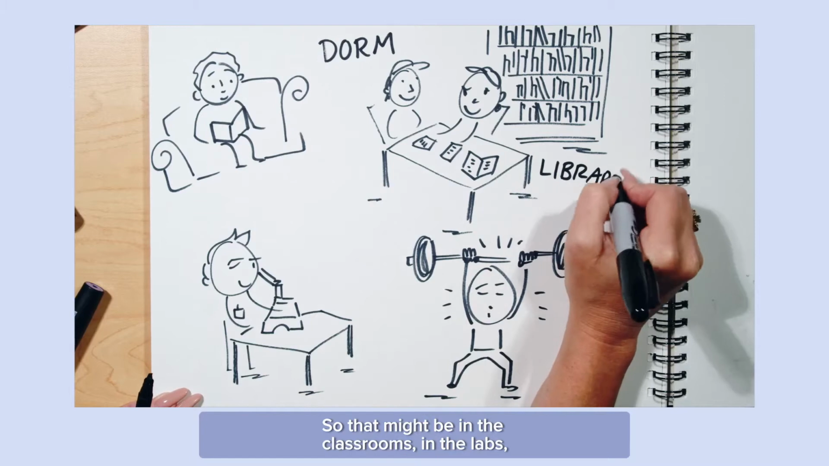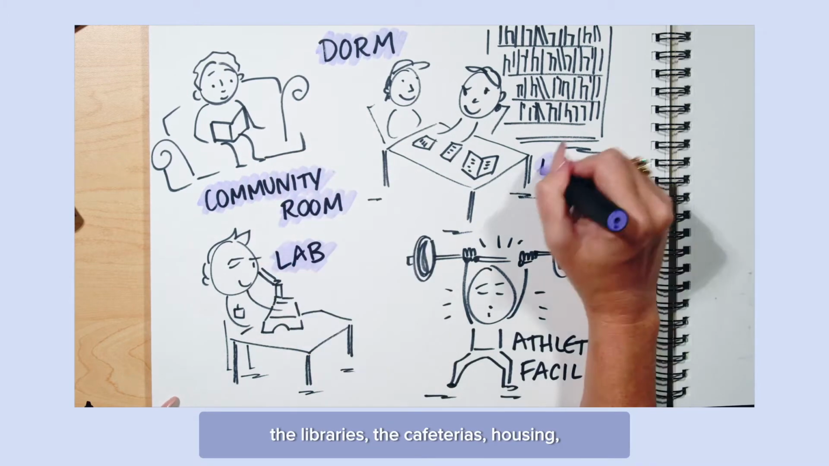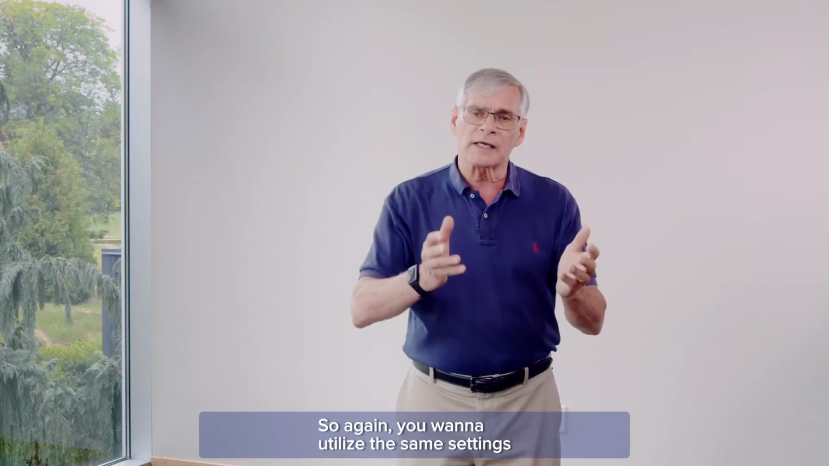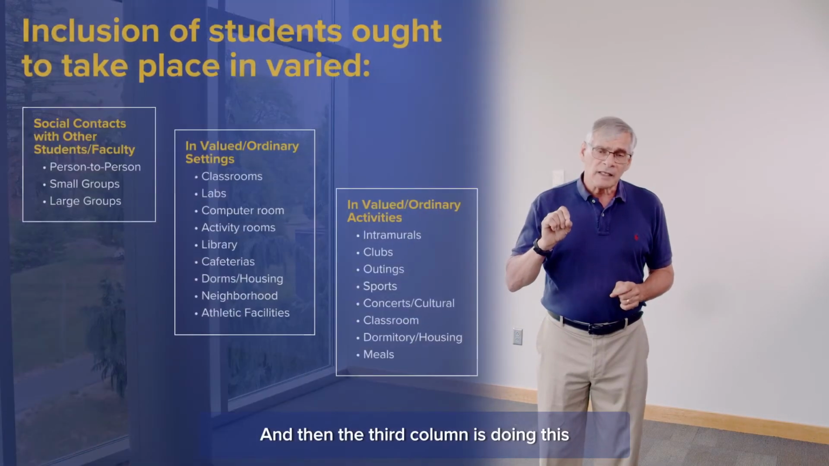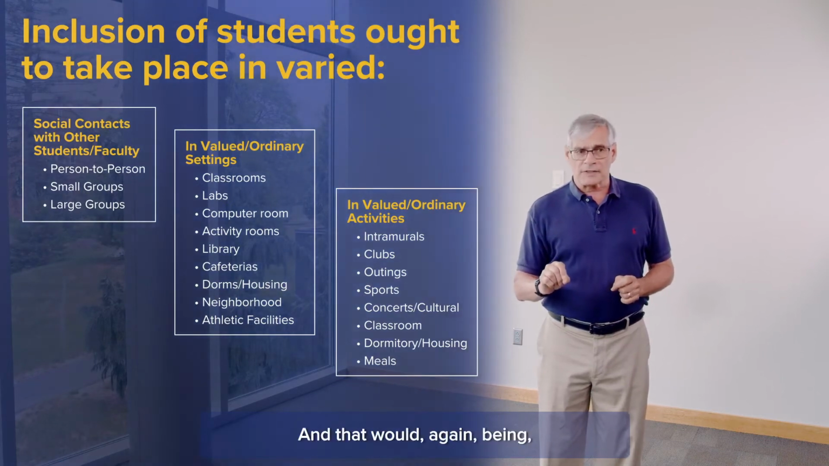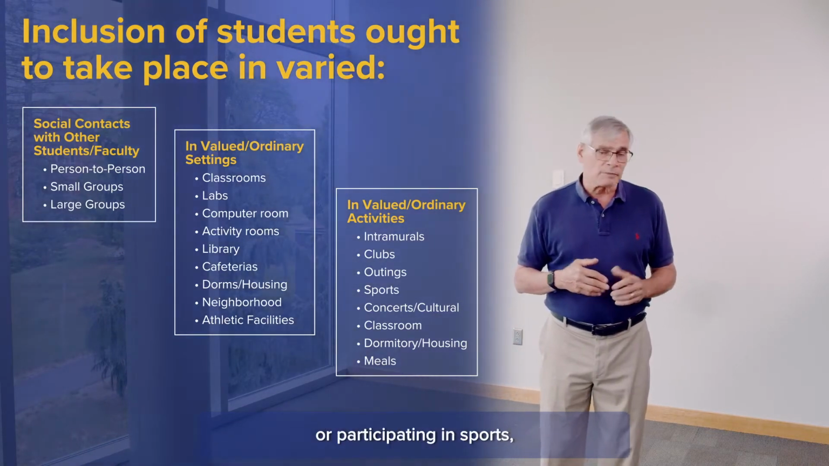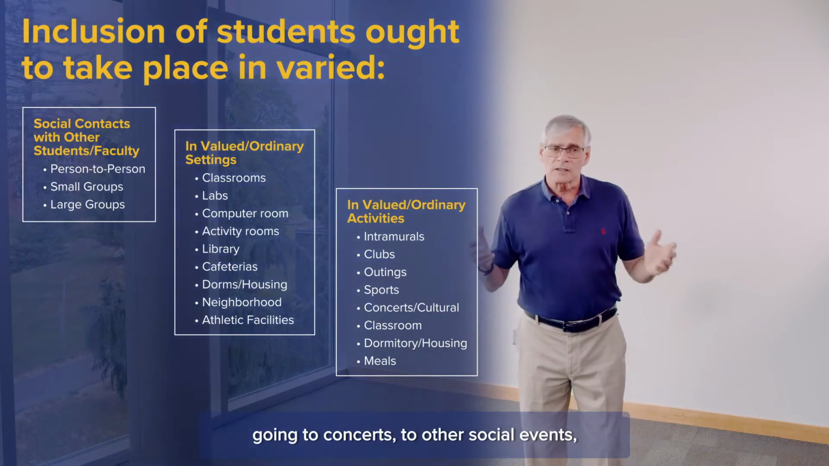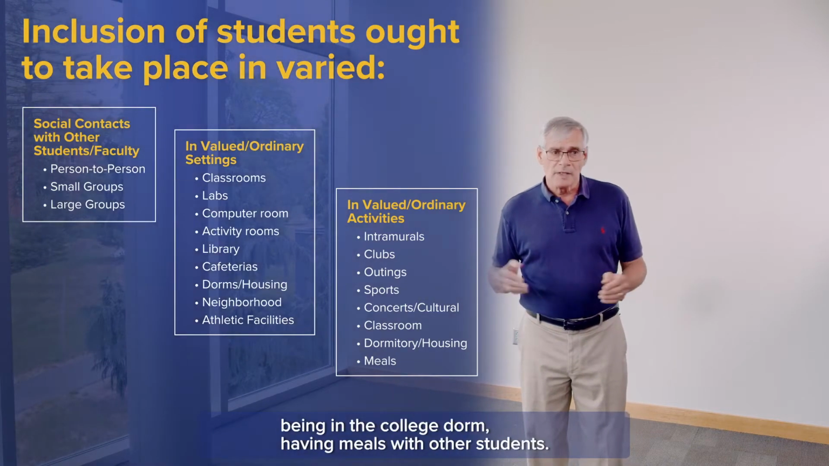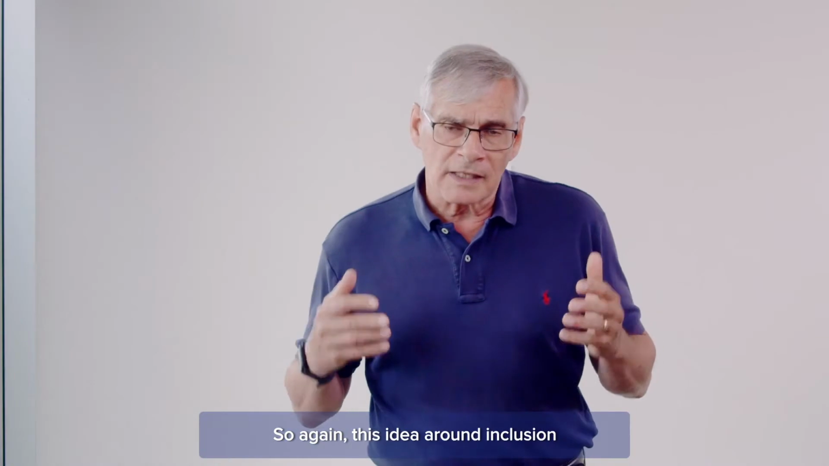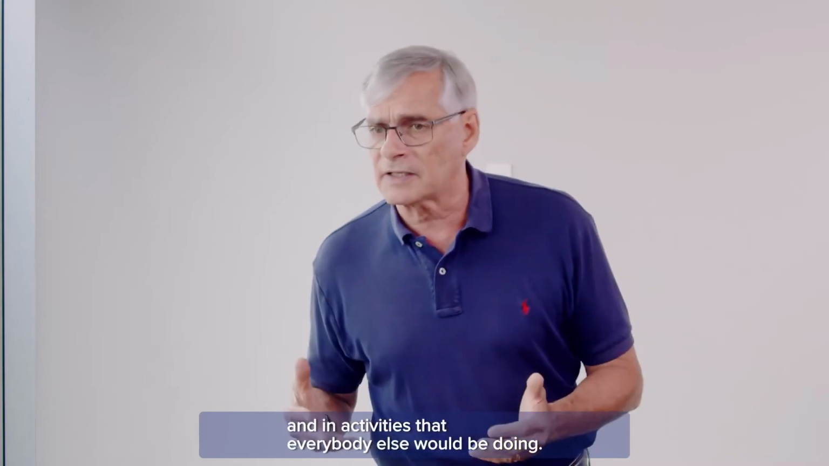So that might be in the classrooms, in the labs, at the community room, the activity centers, the libraries, the cafeterias, housing, the neighborhood, athletic facilities. So again, you want to utilize the same settings that other students would be using on campus. And then the third column is doing this as valued activities like all other students. And that would again be in intramurals, and being involved in clubs or in outings, going to sporting events or participating in sports, going to concerts, to other social events, cultural events on campus, being in the classroom, being in the college dorm, having meals with other students. So again, this idea around inclusion is that it's with other people, on typical settings on campus, and in activities that everybody else would be doing.